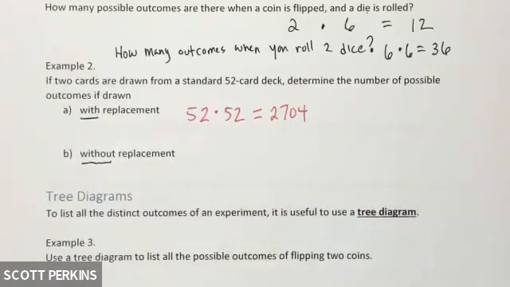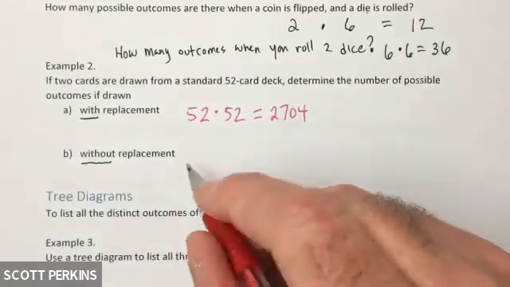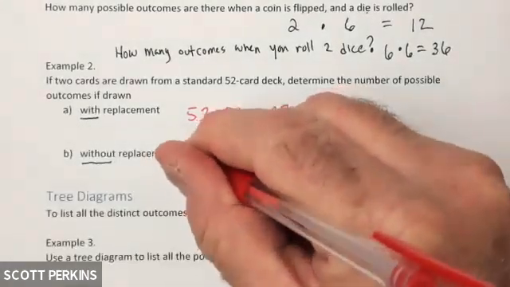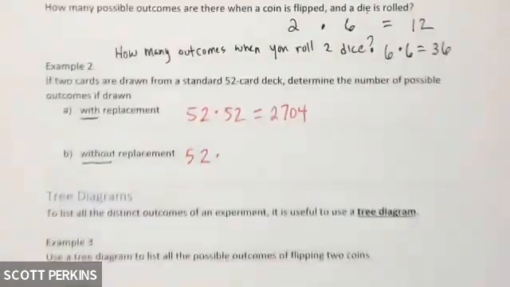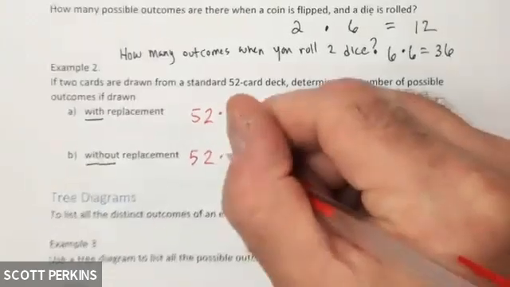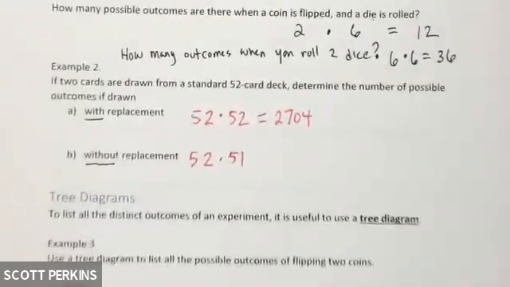Okay, so without replacement means how many cards are eligible for the first card that I draw? 52. Now, I'm not replacing that card. I'm doing this without replacement. How many cards are eligible for the second one? 51. There you go.